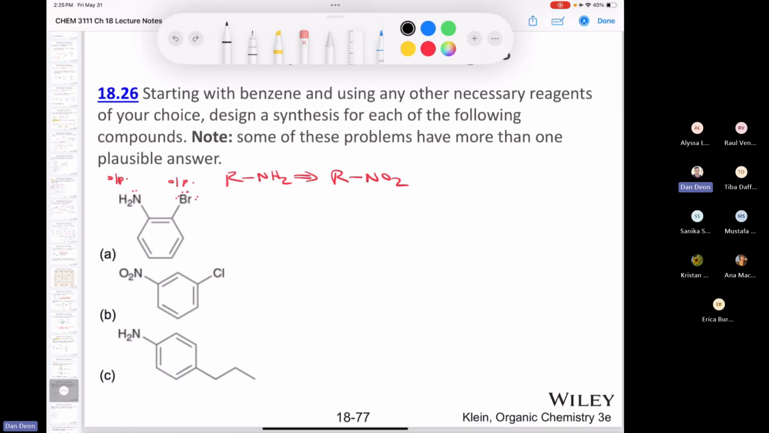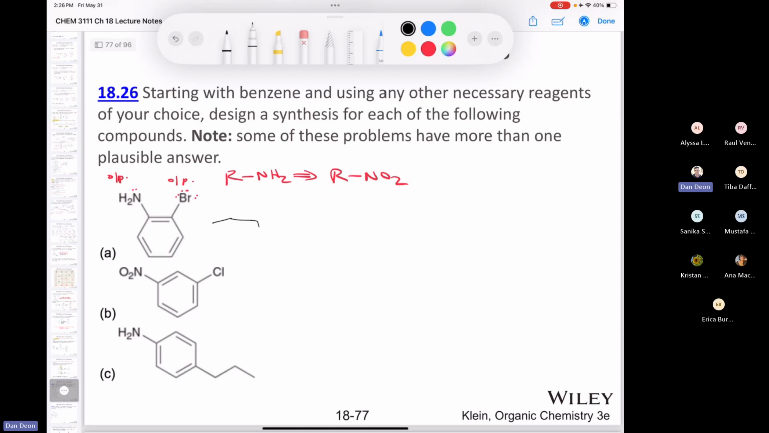So let's take benzene. Oops, let me use a thinner pen here. If we take benzene and we're going to brominate it, so we're going to treat it with some bromine and iron 3 bromide like this, and that's going to put the bromine, we'll just throw it here, okay? Now, that is an ortho para director, right? It's going to direct here, here, and here.